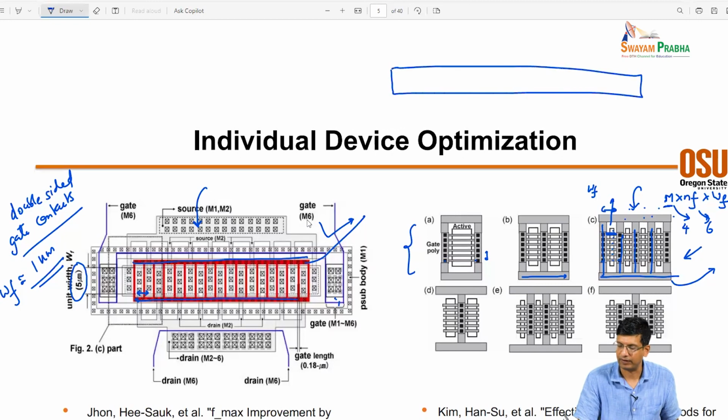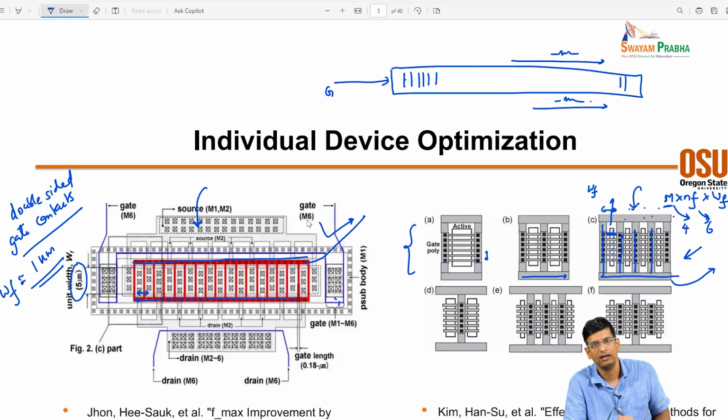If I don't do this type of ring structure, I have a single device and all my fingers are like this, and let's say my gate comes in like that. By the time I get to the devices at the end, I have a lot of resistance to get to them. I don't want that, so I build something like this, which lets individual devices get fed by individual fingers. The gate resistance to them is minimized.